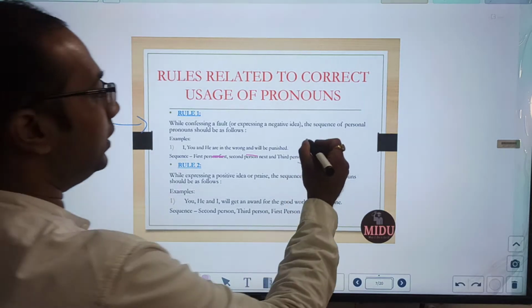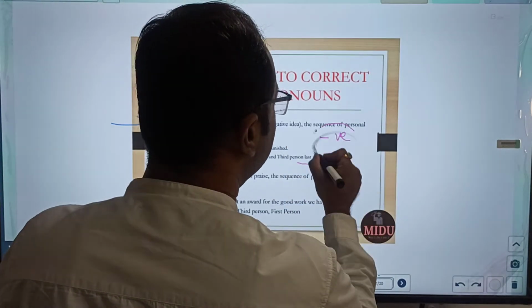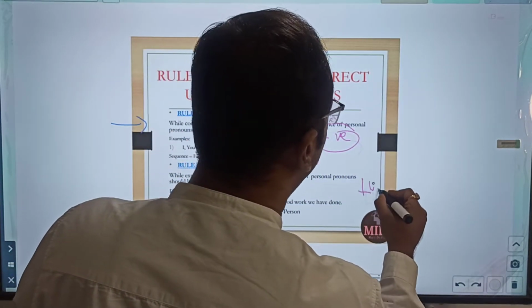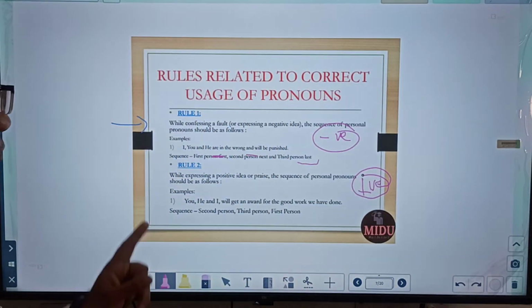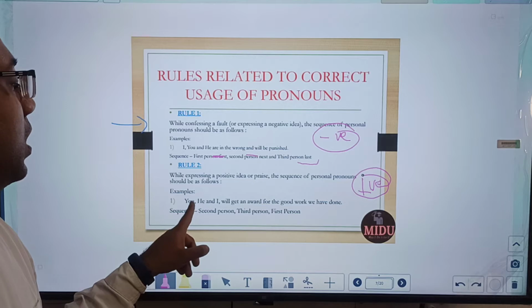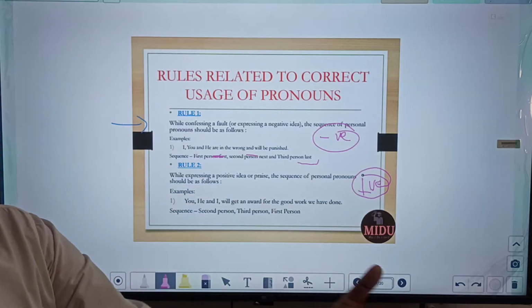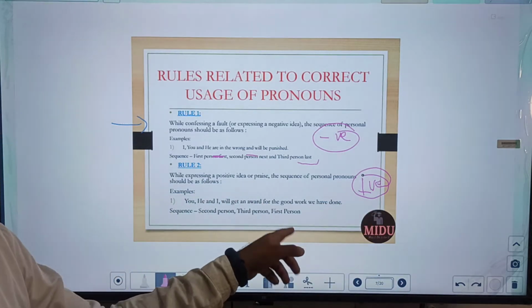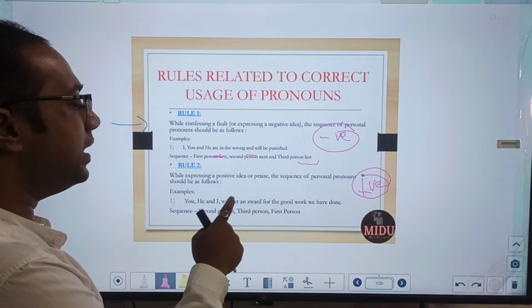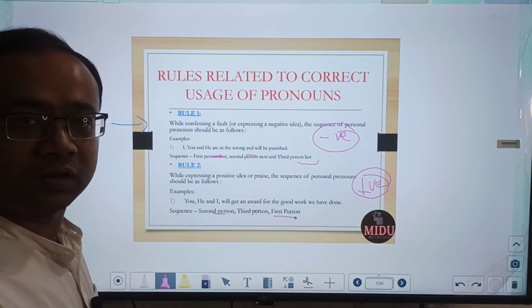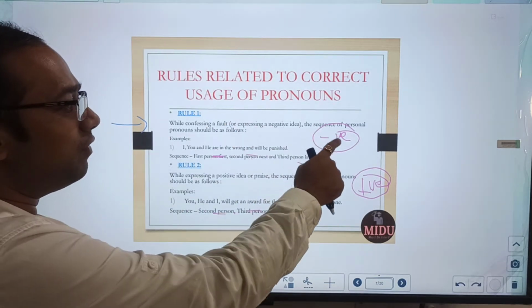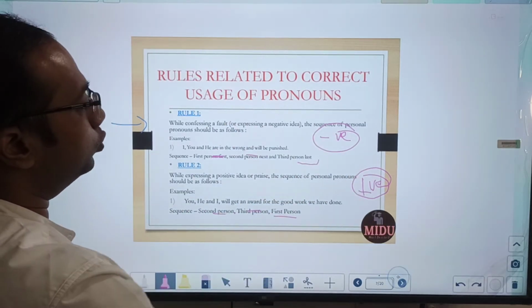Second rule. So this was basically a fault, or we can say a negative idea. This is just the opposite, when there is some positive idea. In a positive idea, never start with yourself. In a positive idea always start with you, the person who is there in front. Then go to the third person and then the first person. You, he and I will get an award. Second person, third person, then first person. So these 2 rules tell us what we should do in positive as well as in negative ideas.